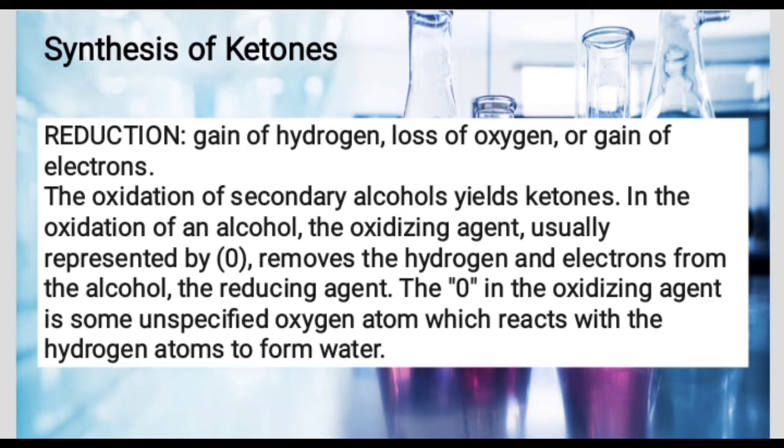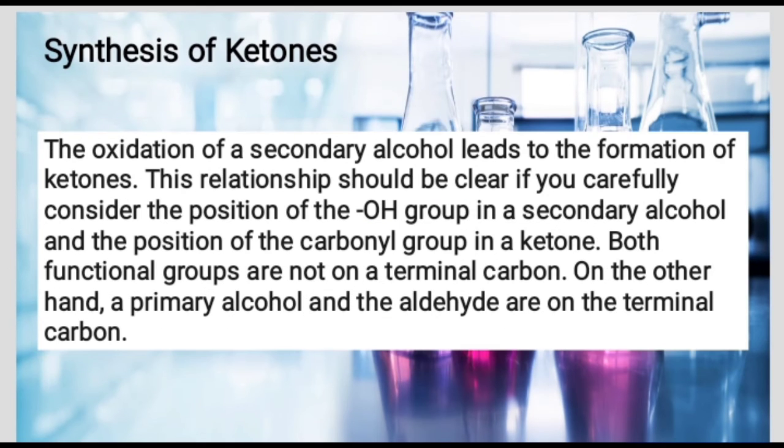The oxidation of secondary alcohol yields ketone. In the oxidation of alcohol, the oxidizing agent, usually represented by the [O], removes the hydrogen and electrons from the alcohol. The reducing agent, the [O] in the oxidizing agent, is some unspecified oxygen atom which reacts with the hydrogen atoms to form water. The oxidation of secondary alcohol leads to the formation of ketone.